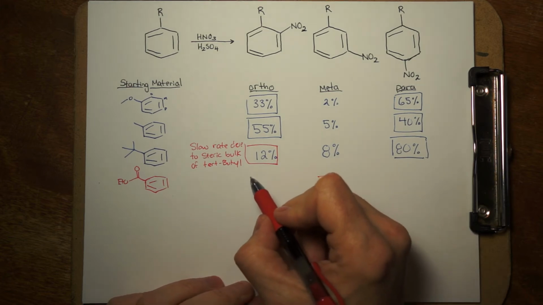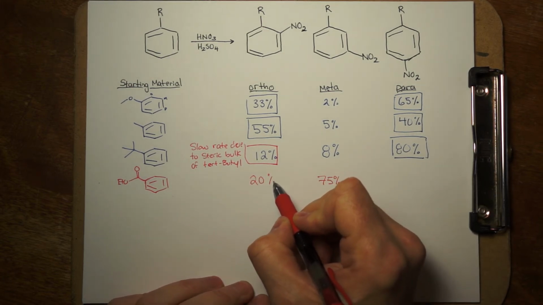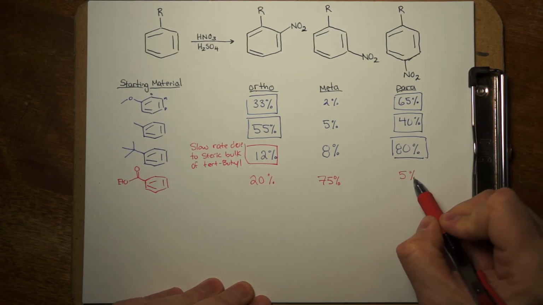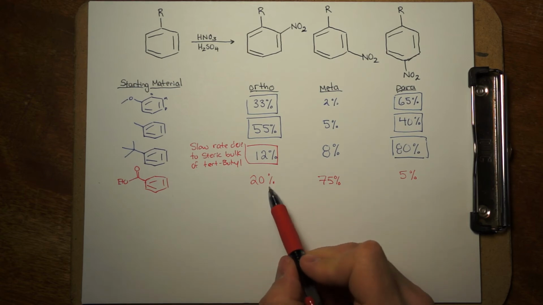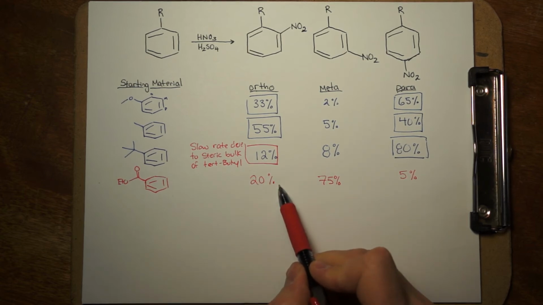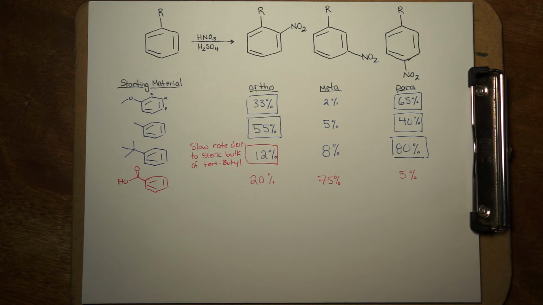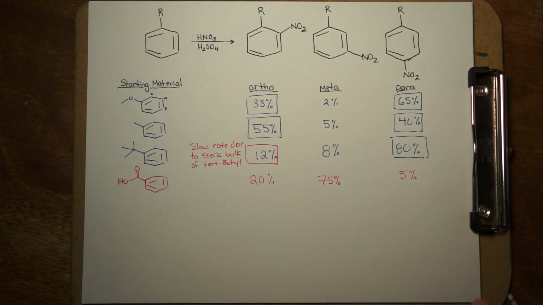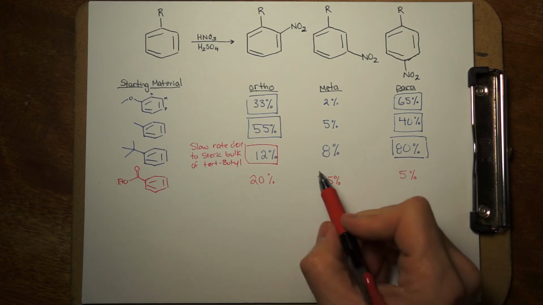What might be surprising is that we're actually going to make a somewhat significant amount of the ortho product, and a very, very small amount of the para product. It's not clear to me why we're making a significant amount of the ortho product. It might be that the ester group can interact with the nitro electrophile and kind of bring it closer to that ortho position, but I'm not exactly 100% sure why that would be.